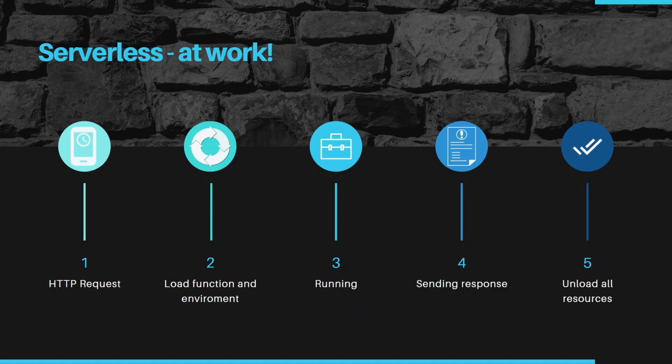So how does it work? Well, we send an HTTP request and the server will load all the function environment, run the function, and play all the source that we put on the server. After that, the server will dispatch the response to the client, and after that, the server will unload all the resources. This is the life cycle of a function running in serverless.